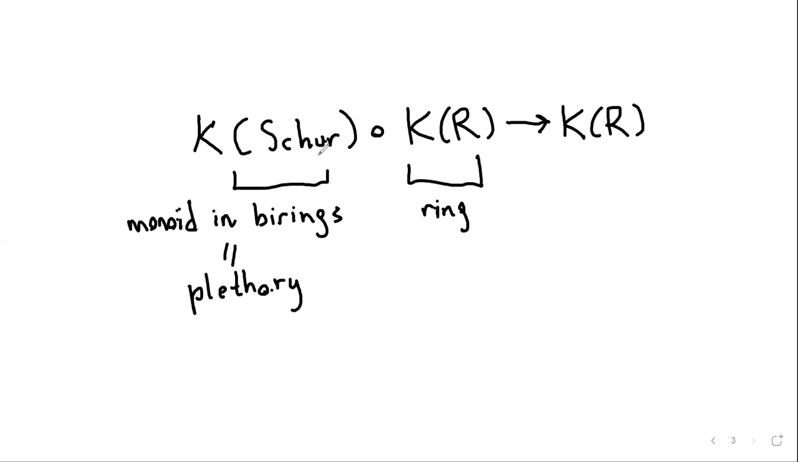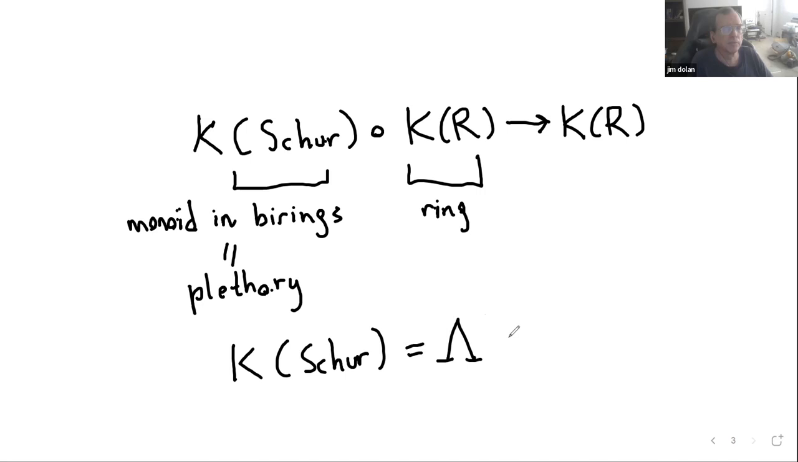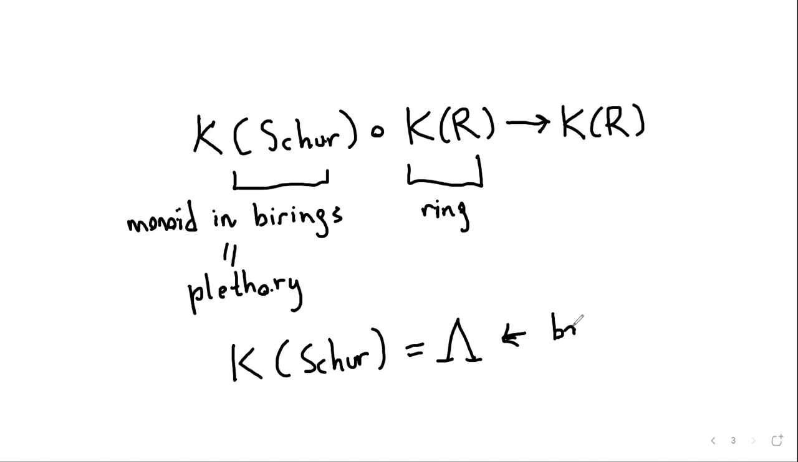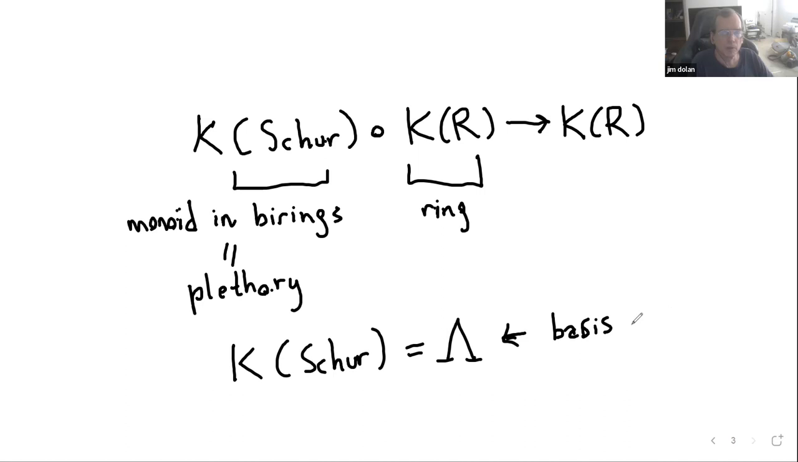So it's acting on the K theory of any two rig, and this thing, K of Schur, is what a lot of people call lambda. So it's a ring, but it's also a vector space, and it has a basis given by Young diagrams. So it has this basis of Young diagrams, and there are these annoyingly subtle ways of multiplying Young diagrams, and then also composing Young diagrams, which is the plethism, which is just composition of these Schur functors abstractly. It's very simple abstractly.